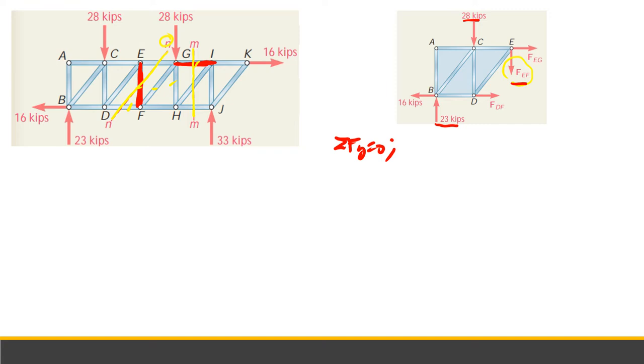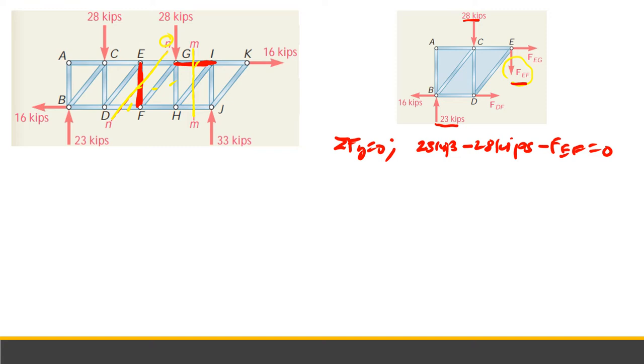But you can also use moments or other equations, but for efficiency is gagamit lang tayo ng summation of forces y. So, summation of forces y, so that is 23 kips minus 28 kips. So, we have assumed muna that all forces are in tension or away from the joint. So yun yung first assumption natin. And then, minus FEF equals 0.